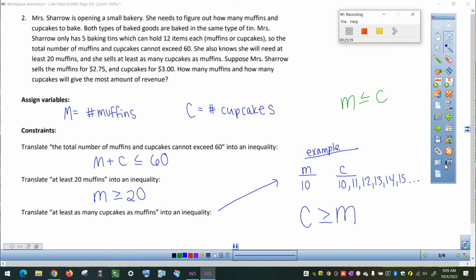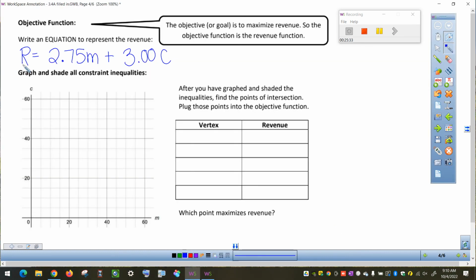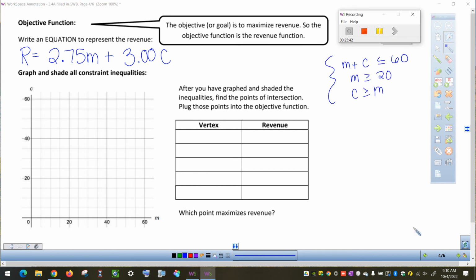Then we have our objective function. So our goal here now is to maximize the revenue. So we're going to look at the information for how much they are being sold for. Muffins are being sold for $2.75. Cupcakes are being sold for $3. So overall, the revenue is going to be $2.75 multiplied by the number of muffins and $3 multiplied by the number of cupcakes.